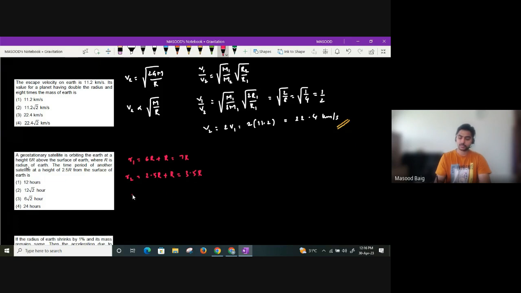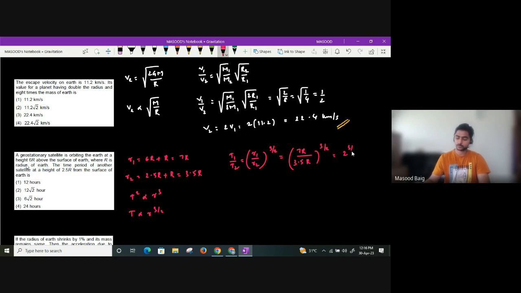And I said already, the square of time period will be proportional to the cube of the radius, guys. So what we can write here, or I can say, time period is proportional to r power 3 by 2. So I can write T1 by T2 will be r1 divided by r2 whole power 3 by 2, which will be 7r divided by 3.5r whole power 3 by 2, which we can write as 2 power 3 by 2, which is nothing but 2 root 2, guys. So what will I get T2 value as? I'll get it as T1 divided by 2 root 2. What is T1? It is the time period of the geostationary satellite, which happens to be 24 hours.